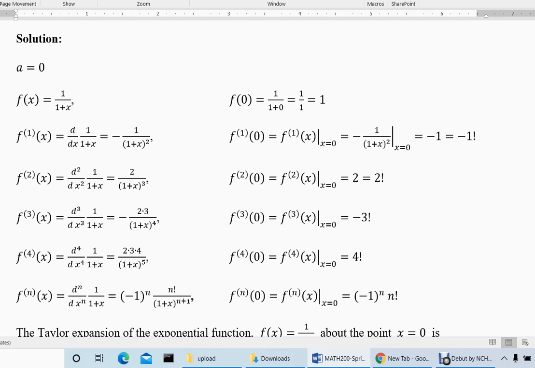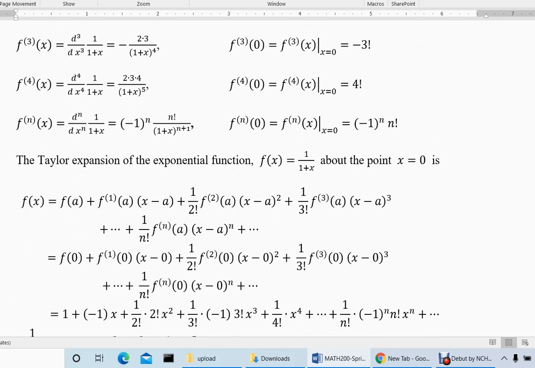And it goes on like that. Now calculate f of 0, which is 1. Calculate the first derivative, it is minus 1. Second derivative at x equal to 0, you will get 2, which is 2 factorial. Third derivative is minus 3 factorial. Fourth derivative at x equal to 0 is 4 factorial. It goes on like that.